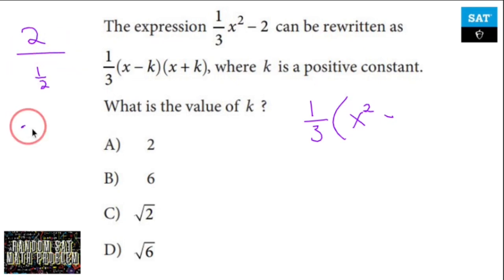Dividing by a fraction means multiplying by the reciprocal. If I divide by a third, I'm multiplying by 3/1. So I get 6.